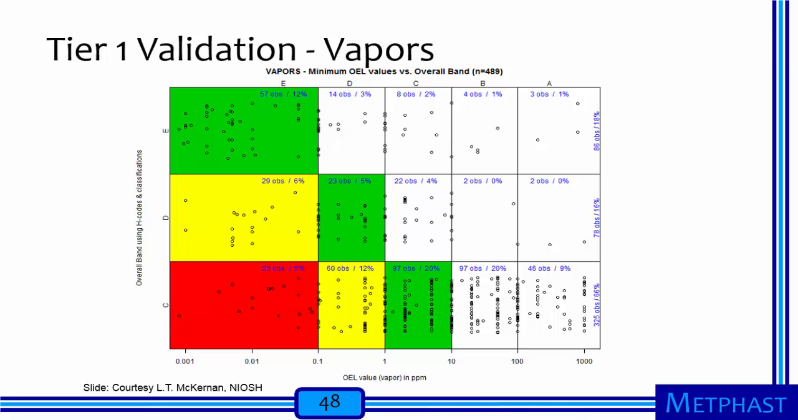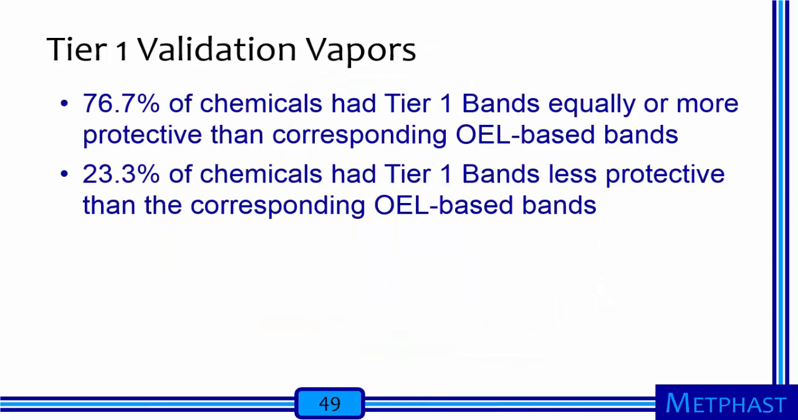The yellow and red boxes correspond to vapors for which the Tier 1 OEL band is less protective than the OEL-based band. So based on these data, we see that 77% of the chemicals had Tier 1 bands equally or more protective than the corresponding OEL-based bands, and 23% of the chemicals had Tier 1 bands that were less protective than the corresponding OEL-based bands.